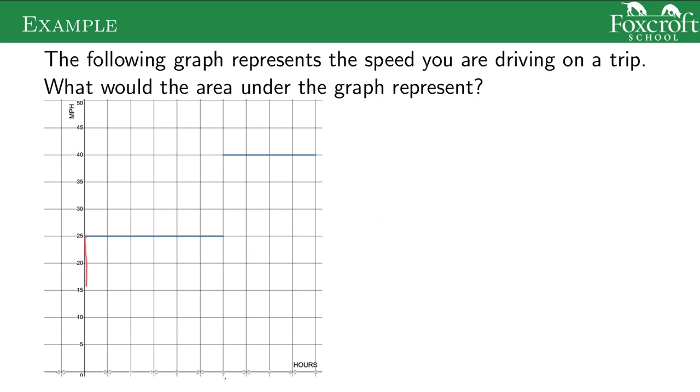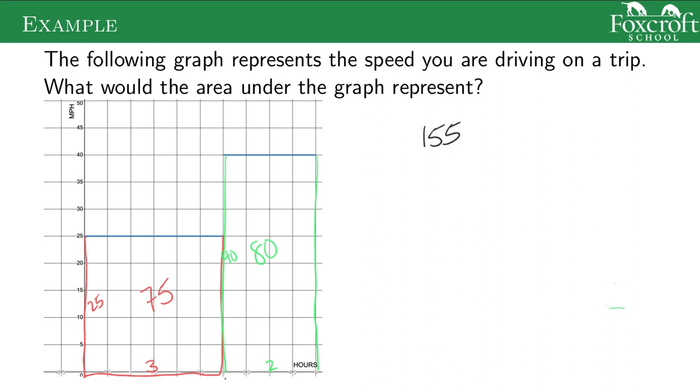Well, here we have this box, and we have this other box. Since these are both rectangles, we can just do base times height. So this red rectangle is 3 hours wide and 25 miles per hour high. We multiply those two, and we get 75. And the next one is 2 hours wide and 40 miles per hour high. We multiply those to get 80. And when we combine those, we get 155.